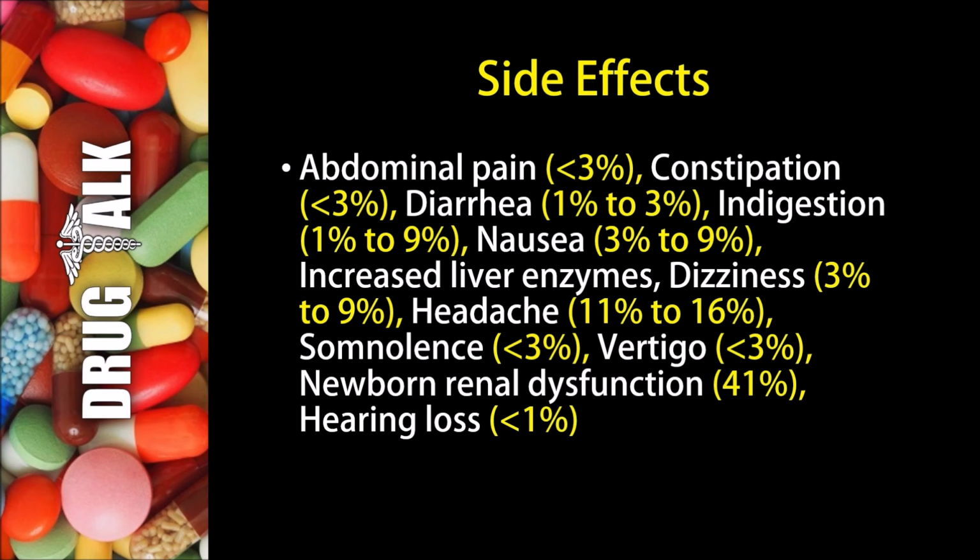A headache may occur 11 to 16% of the time, and less than 3% again may experience somnolence or vertigo. Newborn renal dysfunction or kidney dysfunction may happen 41% of the time, and a more rare side effect, less than 1%, would be hearing loss.